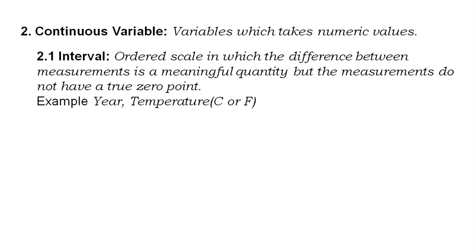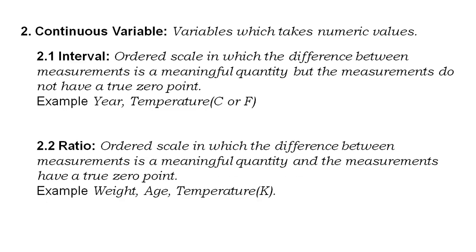Next type of continuous variable is ratio variable. Ratio variables are an ordered scale in which the difference between measurements is a meaningful quantity and the measurements have a true zero point. Like weight, age of a person can be zero. Temperature in Kelvin can attain zero value. These are basically ratio variables.